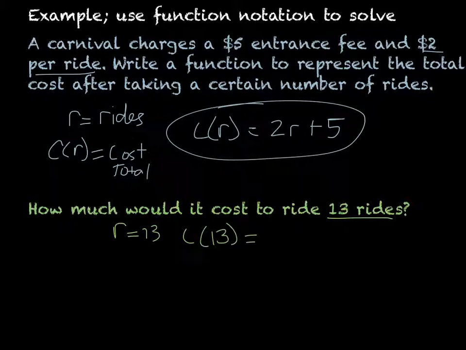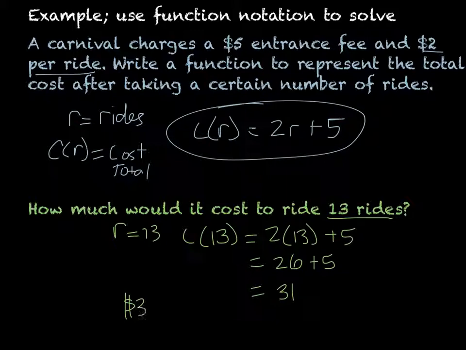So I'm going to put 13 in for r, wherever I see r, plus 5. And then 2 times 13 is 26 plus 5. So that would be 31. So that means it's going to cost $31 to ride 13 rides.